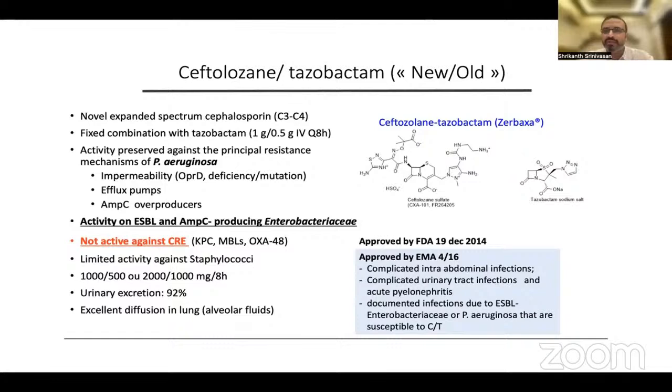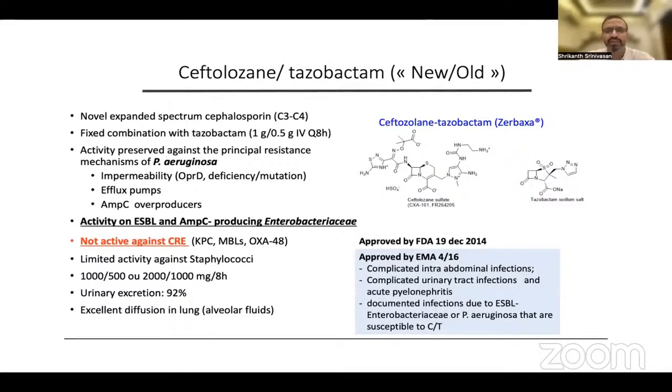The idea behind producing this drug was to increase the activity against Pseudomonas aeruginosa. So it specifically tried to counter the mechanisms of resistance in Pseudomonas aeruginosa, which were predominantly impermeability, efflux pump, or AmpC overproduction. As I told you, Pseudomonas and Acinetobacter work through these three mechanisms. So this was specifically designed to overcome this kind of resistance.